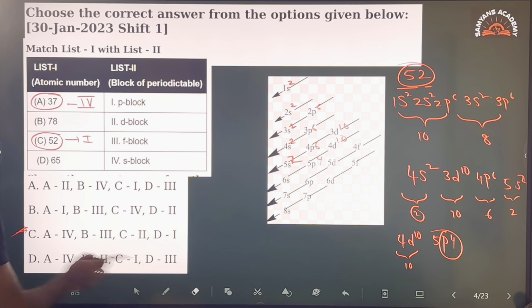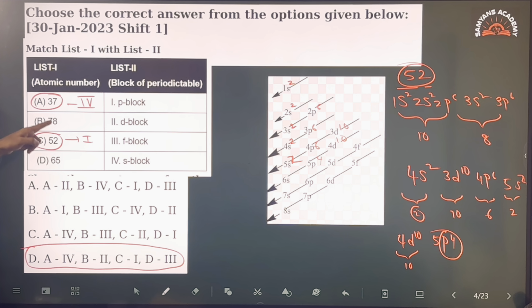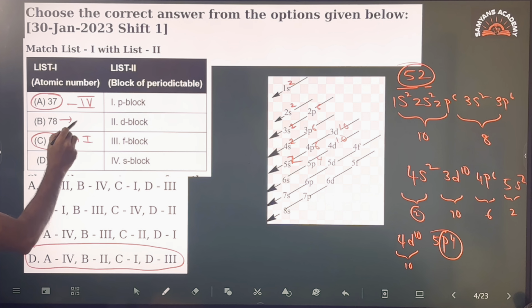Option A is with 4. Any two you can compare; no need to compare all 4. So from this we can conclude that D is the right option. So 37 with 4, and the element 78 belongs to the D block.